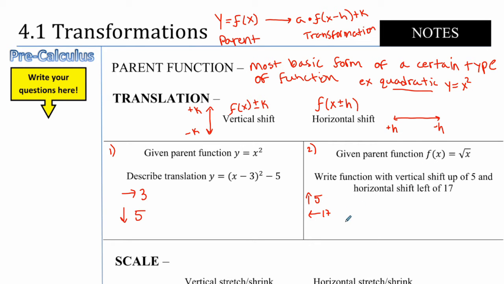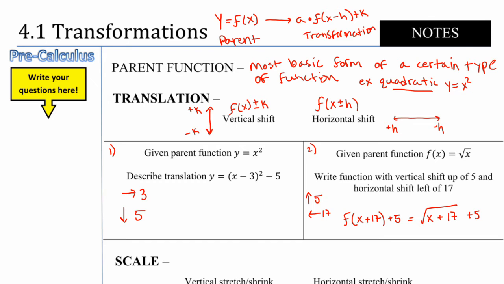So I'm going to use my function notation first. My horizontal shift left 17 means I'm going to add 17. And then up 5, add 5 outside of the parentheses. So what would that look like in the square root function? We'd have the square root of whatever's inside the parentheses, so x plus 17. And then outside the radical, we're going to have plus 5.